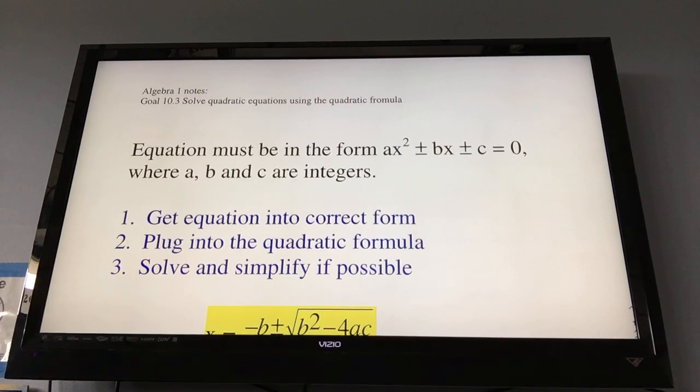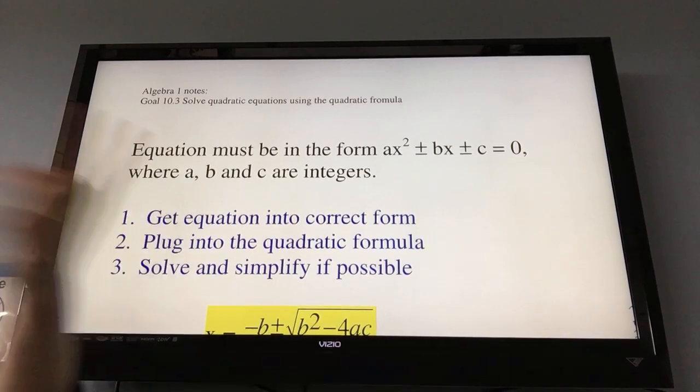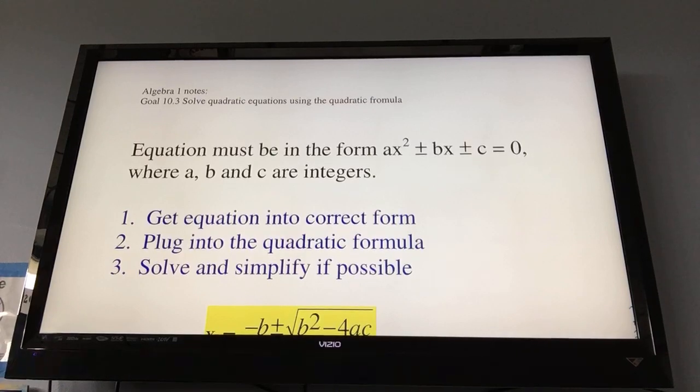Now, given a choice, I would choose this method over complete the square anytime. First and foremost, I would choose factoring, okay? But none of the ones that we're going to do today could have been factored, so you would have to use a different method, and this would be the method I would choose, okay? So factoring and quadratic formula, those are the methods I use.